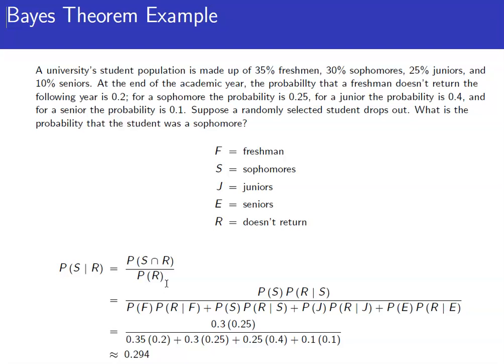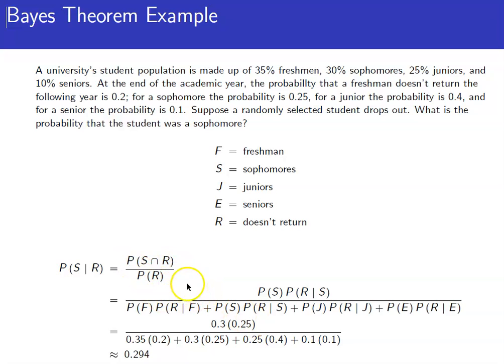So here's where Bayes' theorem comes in. We can use our conditional probability formula to rewrite the intersection on the top. We can basically flip the conditional around, if you will. So we can rewrite this as the probability of being a sophomore, times the probability that the student does not return, given that the student is a sophomore. We have that information given to us because we know the probability of being a sophomore is 0.3, and the probability of not returning, given that the student is a sophomore, is 0.25.